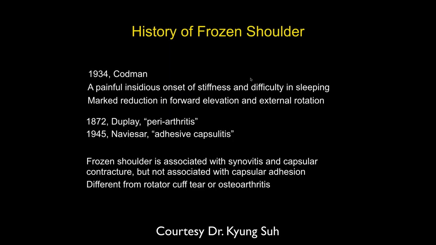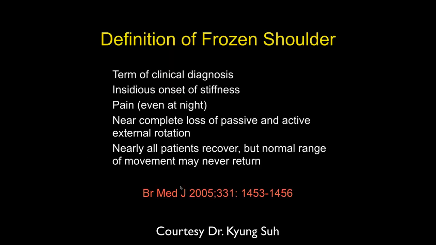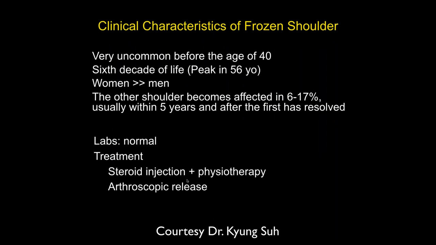So it was first described by, there were some early descriptions that kind of fit the bill back in 1872, but it was Codman in 34 and then Neviaser in 1945, really started more of the current concept about frozen shoulder. And it's an insidious onset pain. Originally, at the beginning, it tends to be more at night, and then you really lose motion, with a lot of pain with motion. And it typically occurs in the fifth and sixth decades, much more common in women than in men.